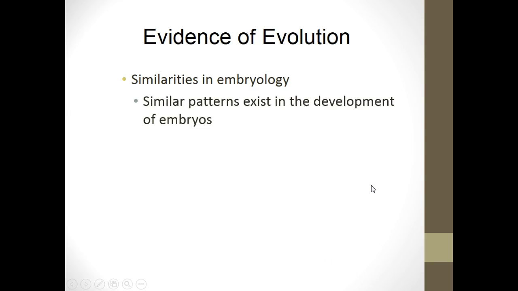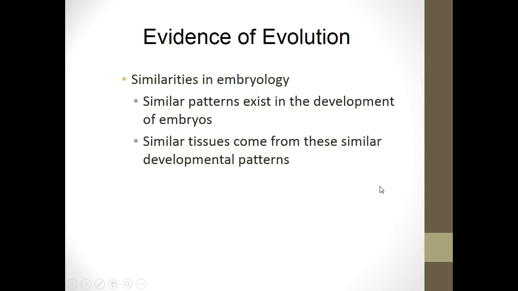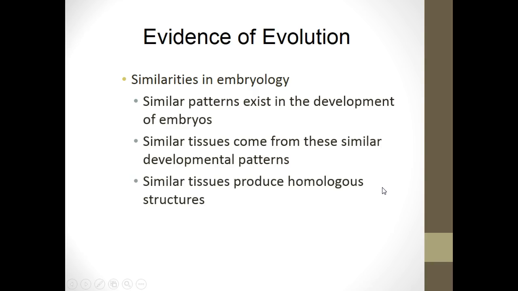If we look at the similarities that exist in embryology, we see similar patterns when we look at embryos. Similar tissues come from these similar developmental patterns, and these similar tissues produce homologous structures. There are different tissues that arise from different structures within the human embryo or within any embryo. We've got the endoderm, ectoderm, mesoderm. All of these different germ layers are going to basically produce the organs within us, the skeletal muscular component to us, and then the central nervous system component to us.